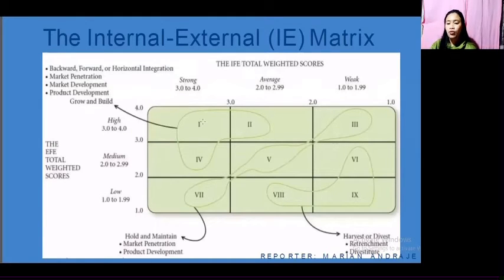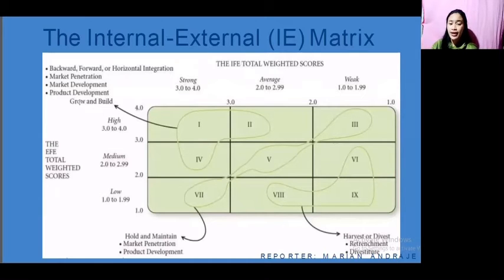Divisions that fall into cells 1, 2, and 4 can be best described as grow and build. Market penetration, market development, product development, and backward, forward, or horizontal integration are the most appropriate strategies for this type of divisions. Second, divisions that fall into cells 3, 5, and 7 can be managed best as hold and maintain. Market penetration and product development are the common strategies employed by this type of divisions. Third, the common prescription for firms that fall under cells 6, 8, and 9 is harvest or divest.